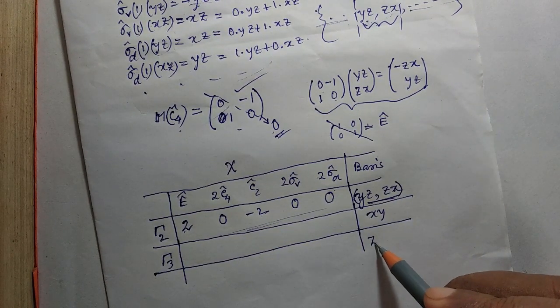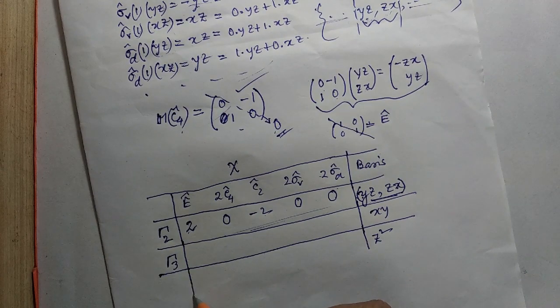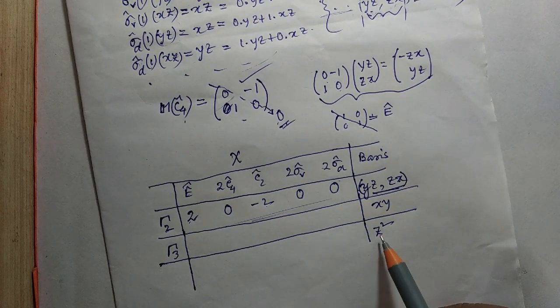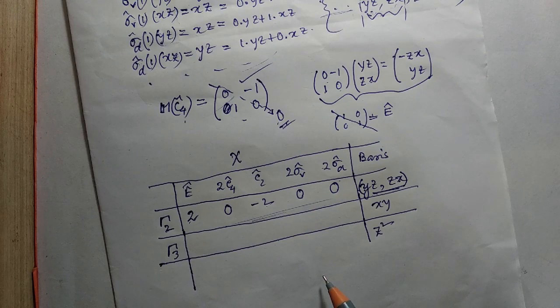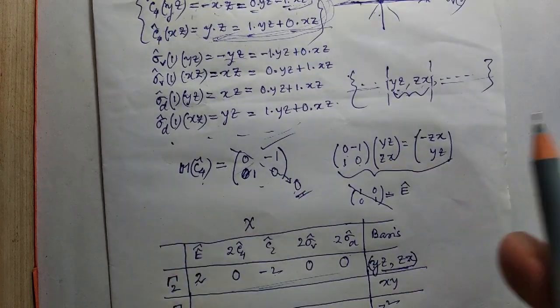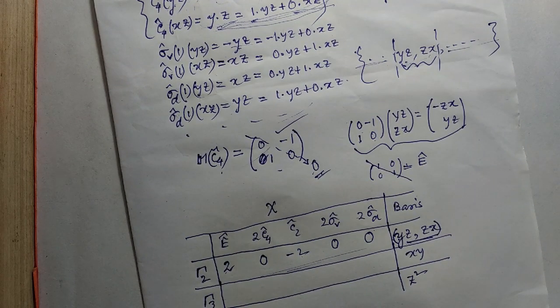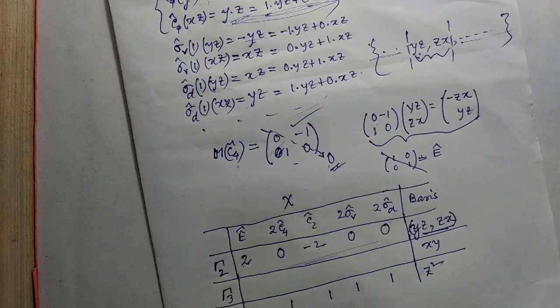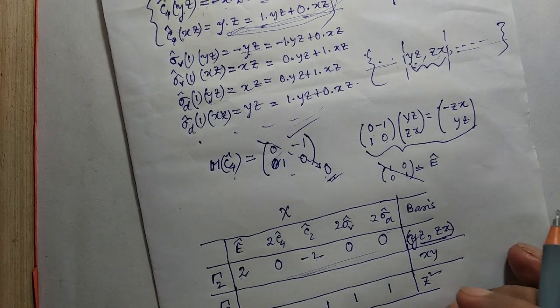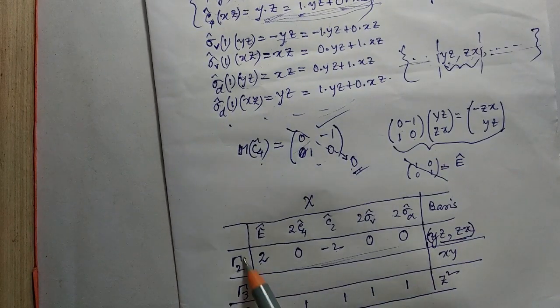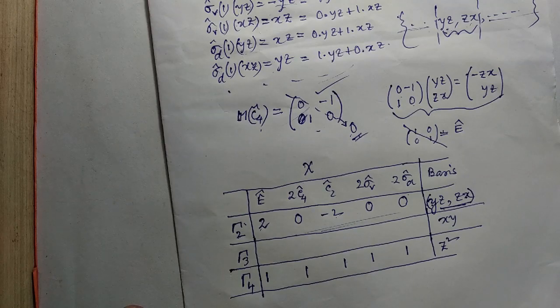Similarly, by using the function z square, what will happen? Z does not change under the action of any symmetry operator of the point group, and therefore z square will remain unchanged, and characters therefore will be 1, 1, 1, 1, 1. This is another representation, call it gamma 4. We have obtained gamma 1, and here gamma 2, gamma 3, and gamma 4.